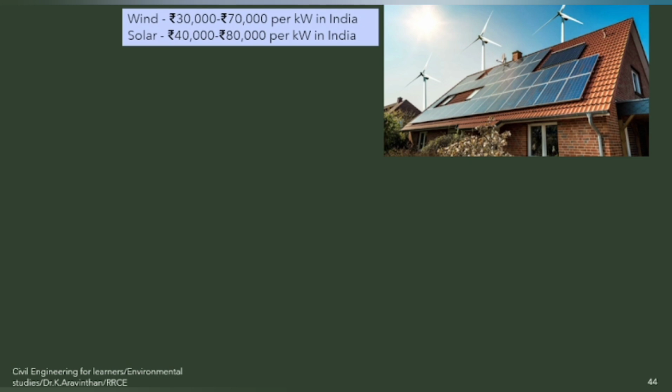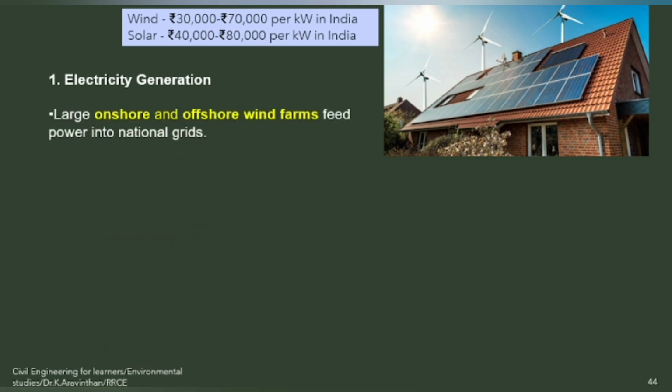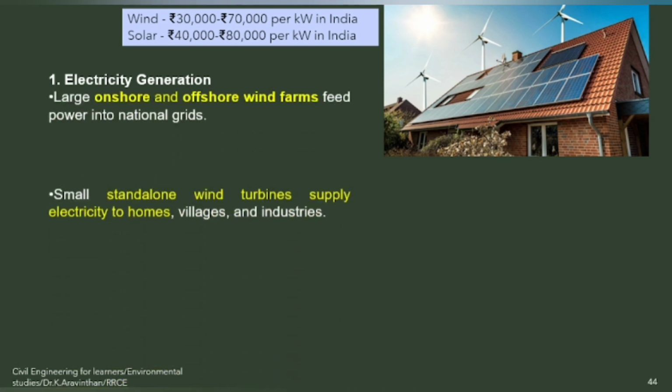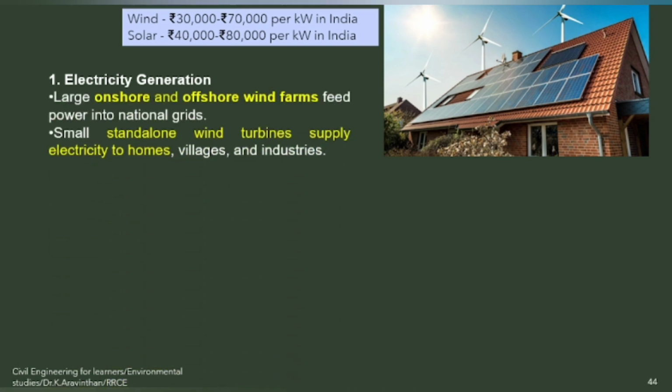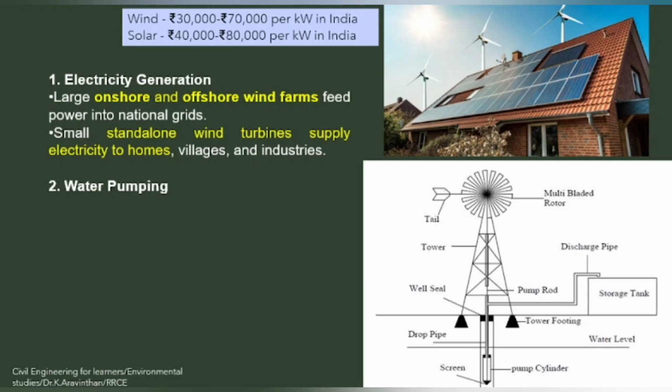40,000 to 80,000 yearly. If you have 50,000, 1 kilowatt of power, you can directly install. So this is customizable for every house, individual house also you can customize. So this is possible. Electricity generation, onshore and offshore wind farms you can use. First one. Next application is water pumping.